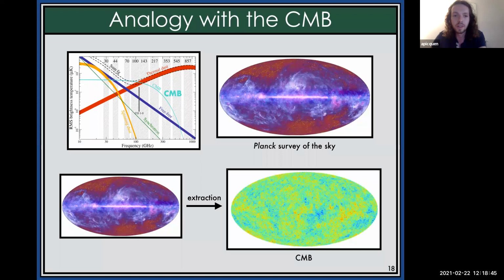The idea of the method I use is to make an analogy of our problem with the CMB. So the problem with the CMB was being able to extract an image of a very faint component out of the complete Planck survey of the sky.